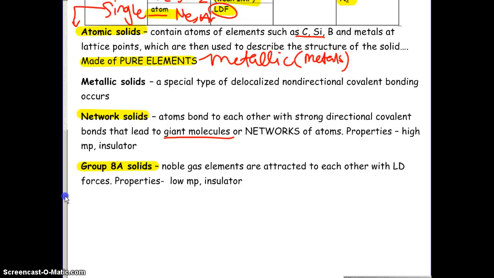detail tomorrow. Group 8A solids are those molecular solids that I just talked about up here on the table, and they're the ones that are having the lowest melting points possible. So there's two different types of atomic solids. The high melting point ones, like the ones with metals, and then the low melting point ones are the ones with the noble gases.